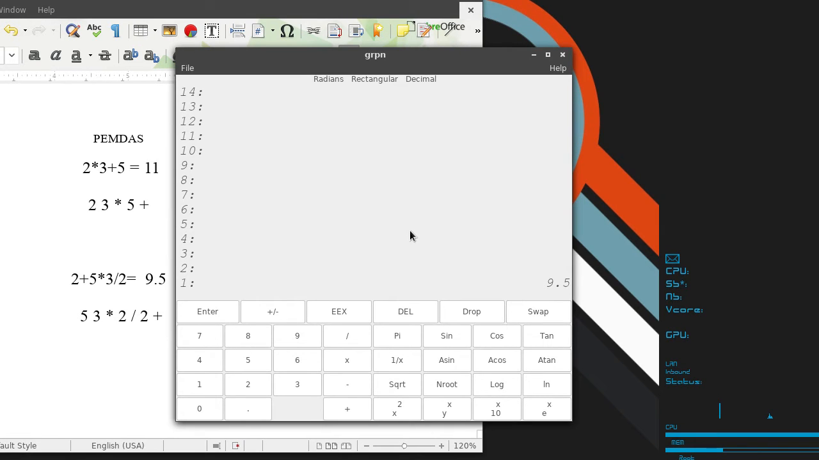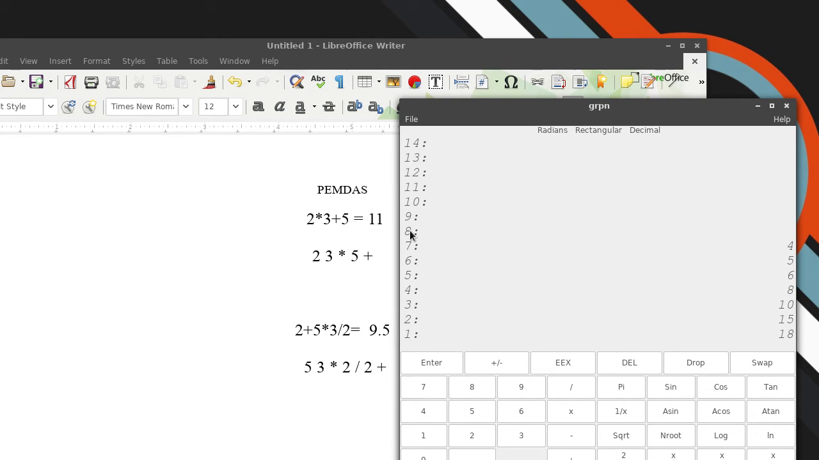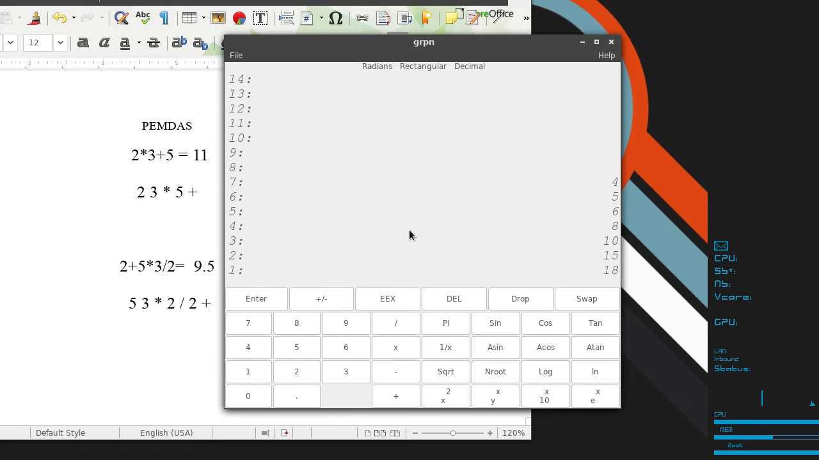The numbered list on the side makes it really easy if you're doing averages. Let's say you have 4, 5, 6, 8, 10, 15, 18. You can see here on our numbered list that we have 8 numbers. So we just keep that in mind, and then we just hit the plus key a bunch of times, add an 8 to the list, hit divide, boom, we have an average. All right, that's reverse Polish notation.